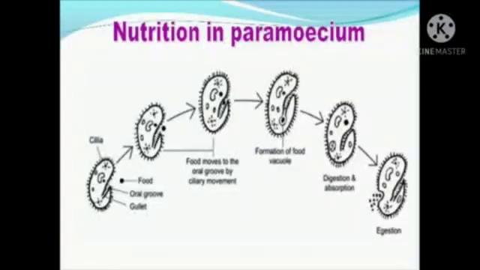Next, the fourth step, that is the assimilation. It is useful for the synthesis of the energy, or it is going to store the nutrients for further growth and development. Next, egestion. This undigested food is expelled out through the anal pore. Here you have to remember this paramecium has a special part to remove the waste, that is known as anal pore.